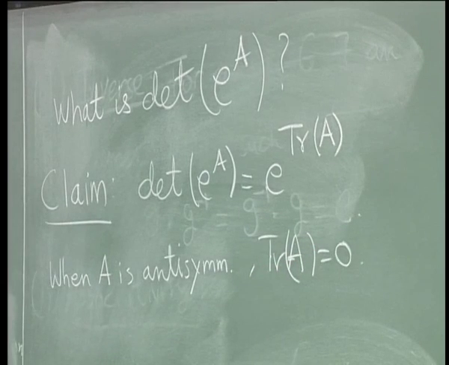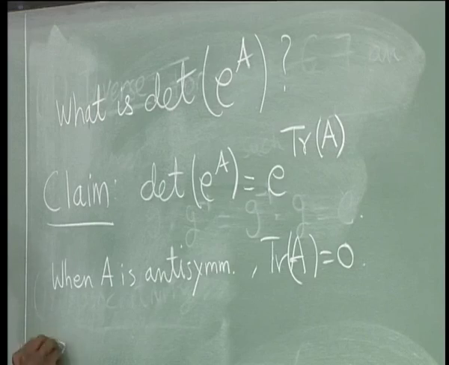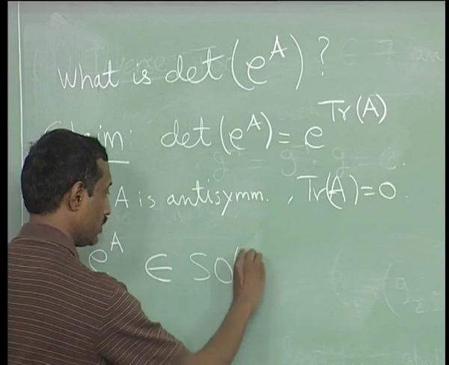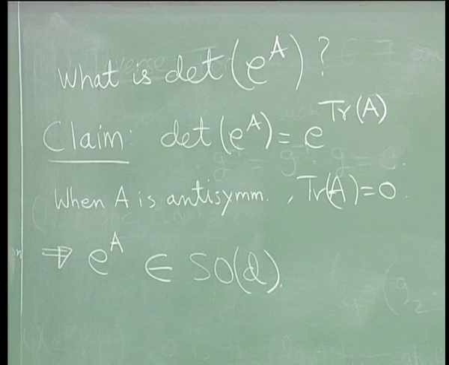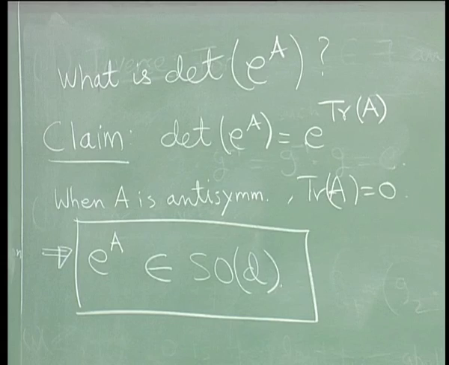we can say a little bit more. We can say that e power A is an SO(d) matrix, not a generic O(d) matrix, because determinant is +1. So it implies that e power A belongs to SO(d). So this is the nice fact which you can actually check.